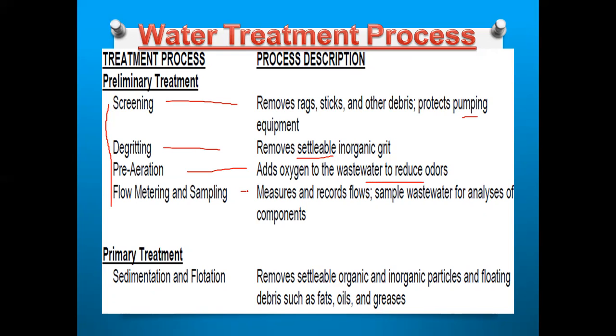Flow metering and sampling. So what does it do? It measures and records the flows, how much flow of water is coming, how much inflow, how much outflow. It measures and records flows, and samples water for analysis of the components. Okay, next. So these are the four basic things happening in the preliminary treatment process. Next, coming to the primary treatment. So sedimentation and flotation removes the settleable organic and inorganic particles and floating debris such as fats, oils, and greases. So this is already mentioned in unit 3.